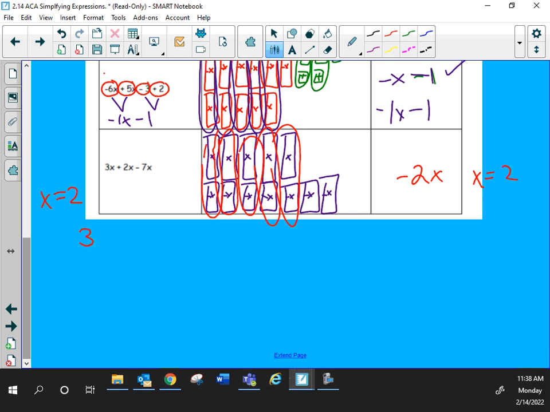So if I did 3, what's happening with 3 and x? They are getting multiplied. If I did 3 times 2 plus 2 times 2 minus 7 times 2, that should equal negative 2 times 2.